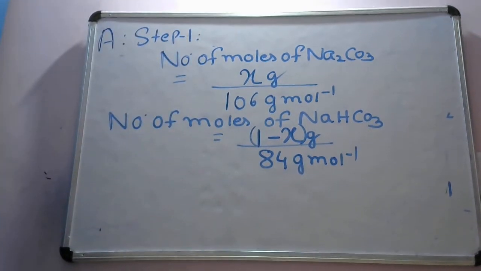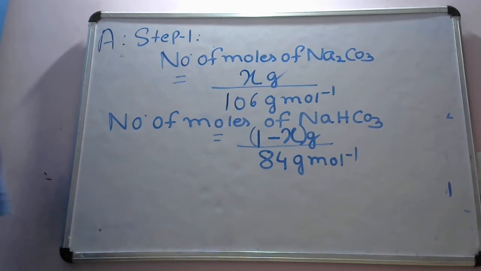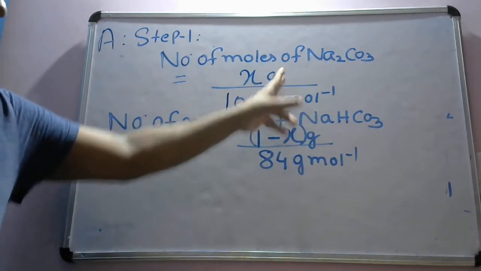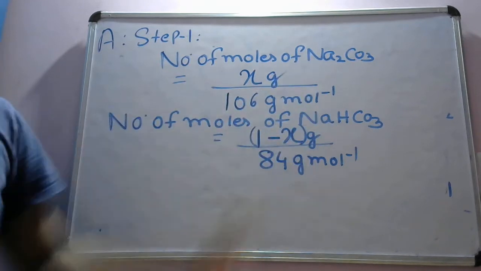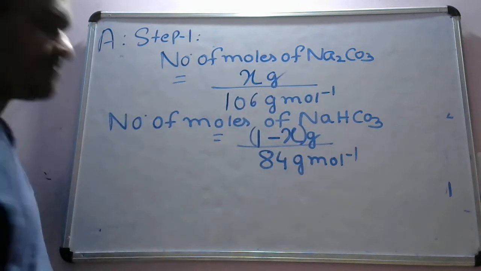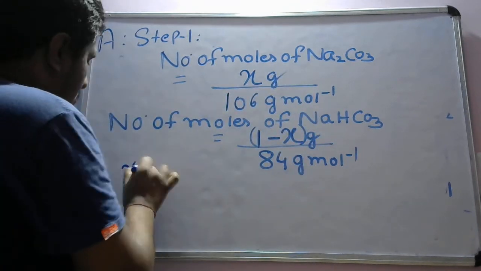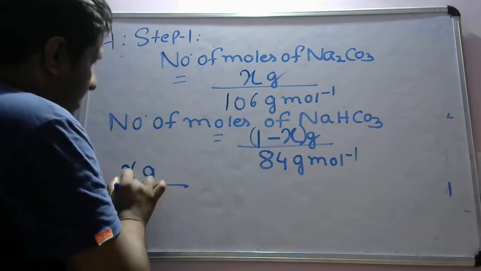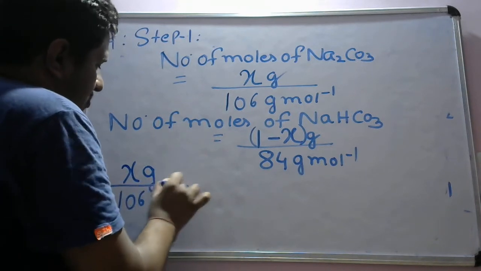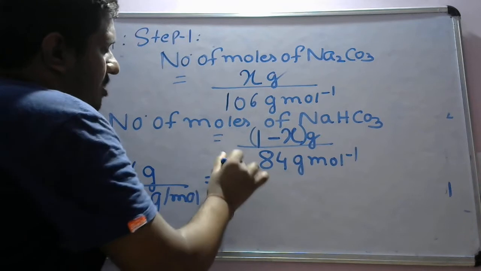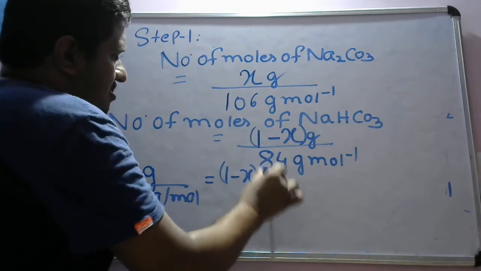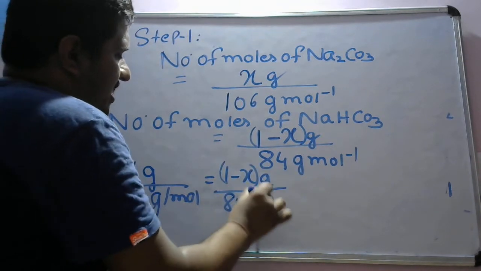So both of them we have now. The question is saying that it is equimolar. Equimolar means the number of moles of Na2CO3 and NaHCO3 is the same. So x grams by 106 grams per mole is equal to (1 minus x) grams by 84 grams per mole.